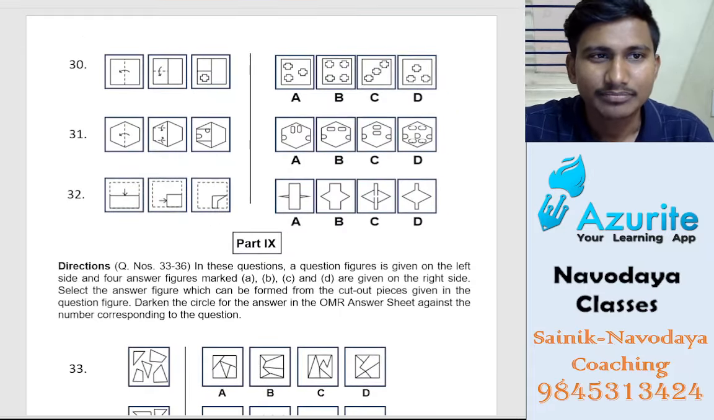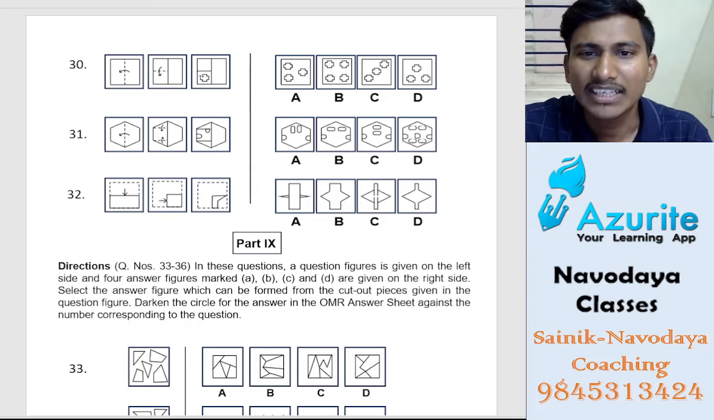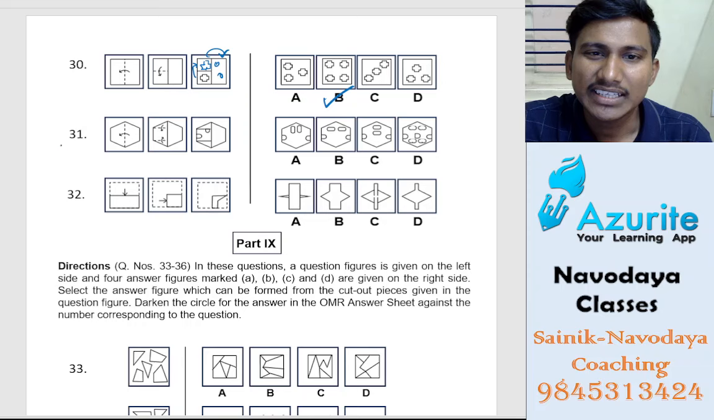So if you see, we have to open it upside, then this figure will also come like this. Okay, like this, and then this side also if you open, there will be 2. Okay, so that is why the answer is option B here. And here 31, so if you open upside, this will come here, and if you open it this side again, it will come like this, and then this will come here. So that is why the answer is option C here.